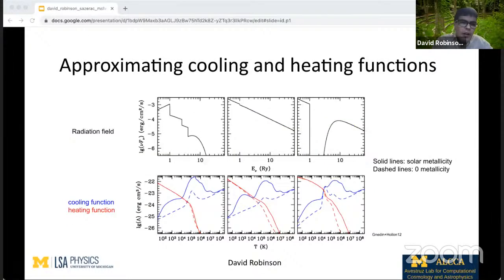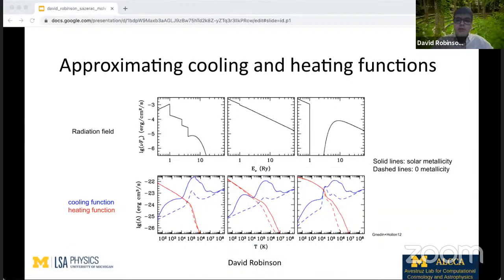And so just quickly, I want to show you a little bit what this approximation looks like. So here on the top row, we have 3 different radiation fields. And then on the bottom row, we have the cooling functions in blue and the heating functions in red, produced by that radiation field. The solid lines show the cooling and heating functions for solar metallicity, whereas the dashed lines show the case with zero metallicity.